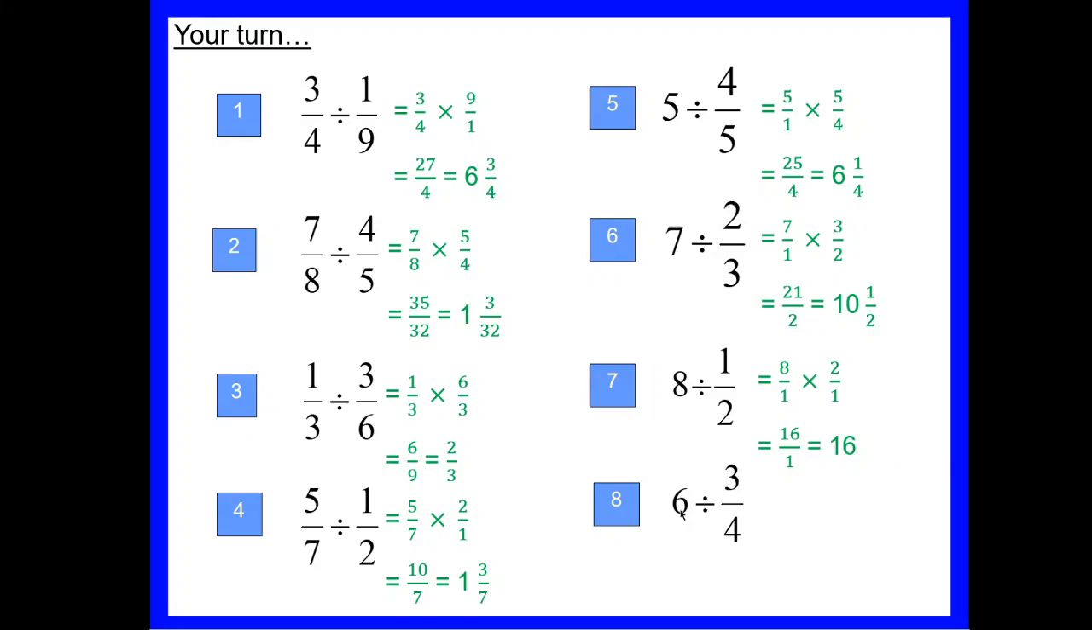Finally, the last one then, so we're going to start with our 6 over 1 times our fraction that's been flipped, so 4 over 3. 6 4s are 24, 1 times 3 is 3, and 3 fits into 24 8 whole times with no remainders.